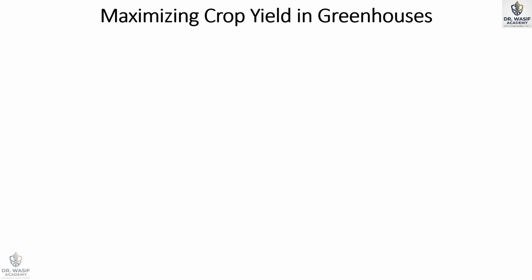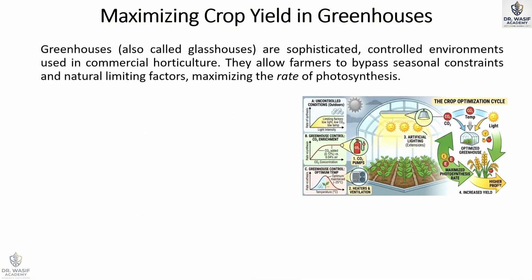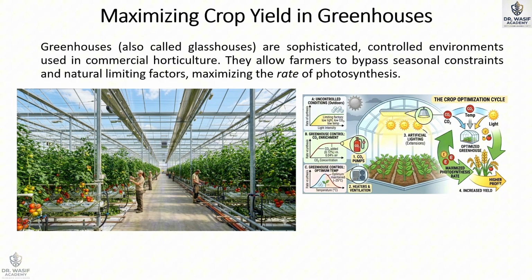So as we have spent a lot of time talking about what limits a plant, now let's talk about how we can remove those limits to grow food faster and more efficiently. This is the world of commercial horticulture. First of all, you should understand what a greenhouse is. A greenhouse or a glass house is a sophisticated controlled environment. It allows a farmer to control factors like weather and bypass seasonal constraints to maximize the rate of photosynthesis 365 days a year, meaning the whole year.